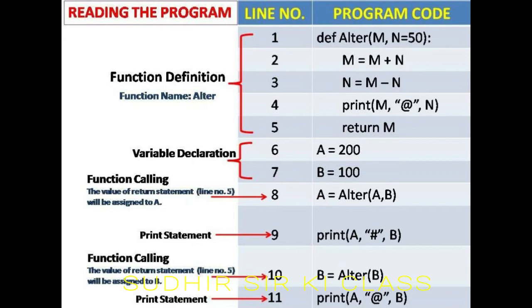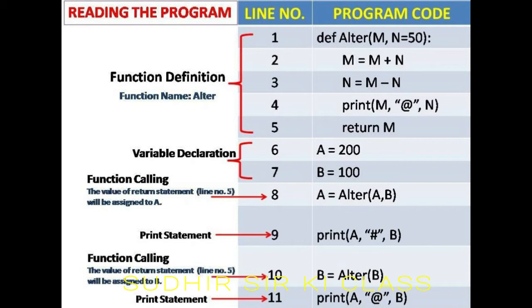If you see, I have given the line numbers to explain each and every line separately. If we start reading the program from the top, you can see the 5 lines as function definition. The function name is alter, as you can see very well. Line number 6 and line number 7 are variable declaration lines.